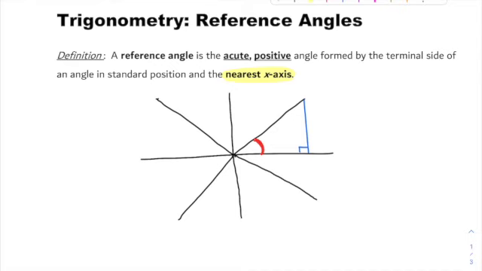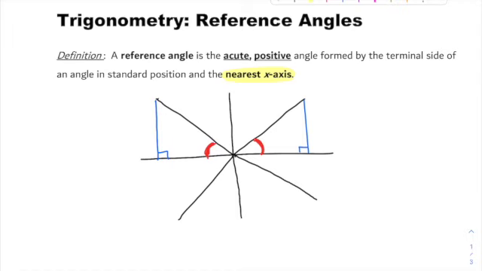So in quadrant 2, okay, you're right here. So the altitude, you would draw it with the nearest x-axis, and the reference angle would be right here, that acute positive angle. Basically, how many degrees are you away from that x-axis? So notice, it's right here, not here, not here. It's the angle formed with the x-axis, not the y-axis.